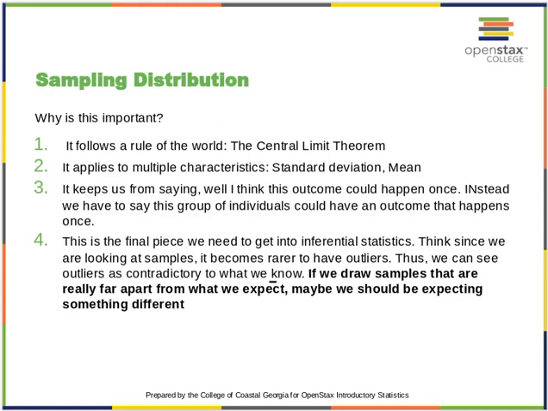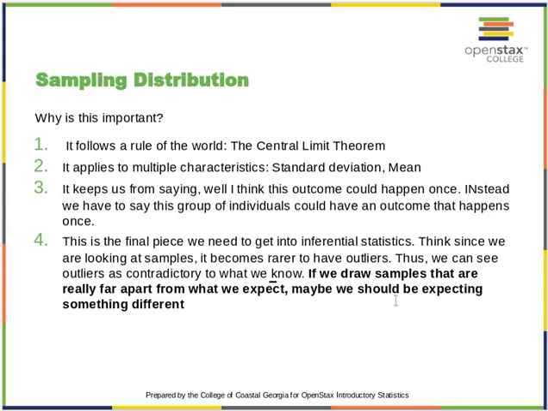This is my takeaway. This isn't necessarily what you should stick by as a top 4, but this is why I think the sampling distribution is so important. One, it follows a rule of the world, the central limit theorem. This is just observed time and time again, almost like the Pythagorean theorem. We just kind of know it to be true, which makes it very natural and a great basis for the field. Number 2, it applies to multiple characteristics, so it's not just about the mean. It can be about the standard deviation and other characteristics.